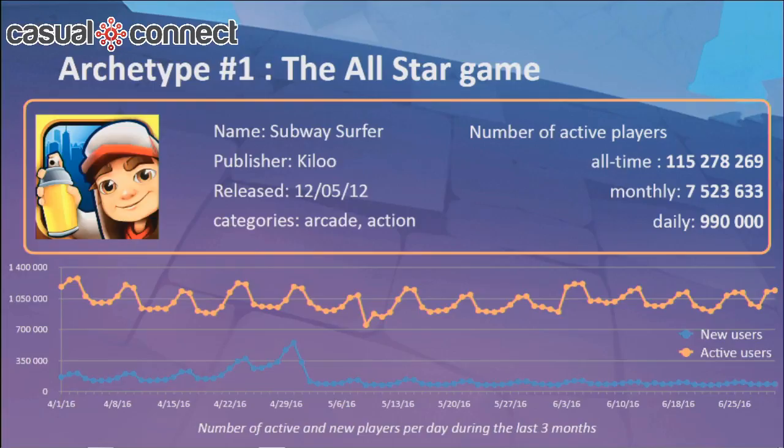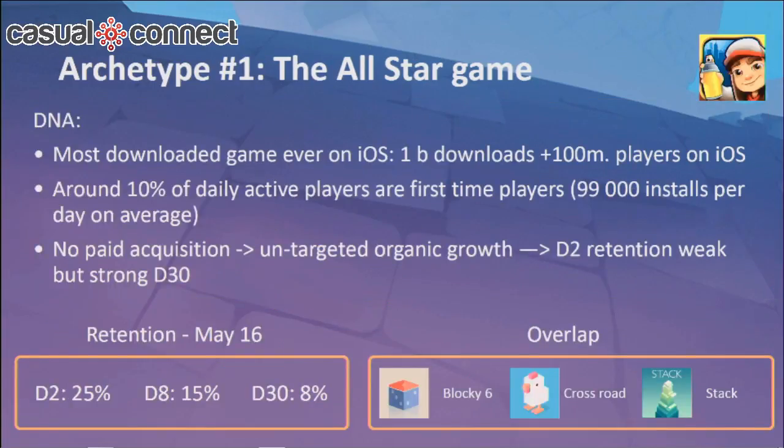So what is the DNA of such a game? It's the most downloaded game, so as I said, it has a strong install base and strong player base. And there's like 10% of the active users that are new users per day, so it represents around 100,000 installs per day. There is no acquisition pattern, so it's only organic growth.